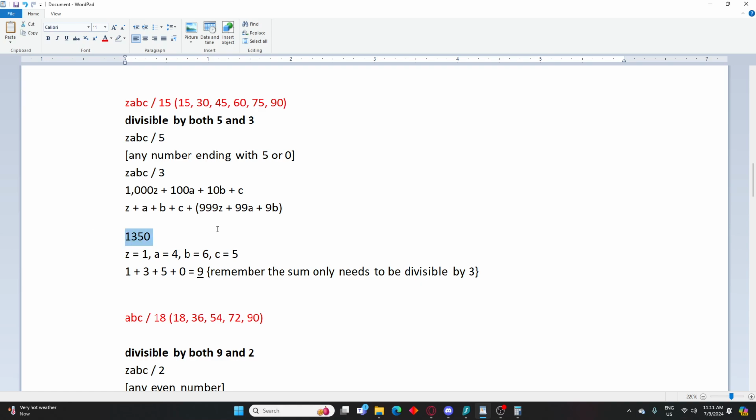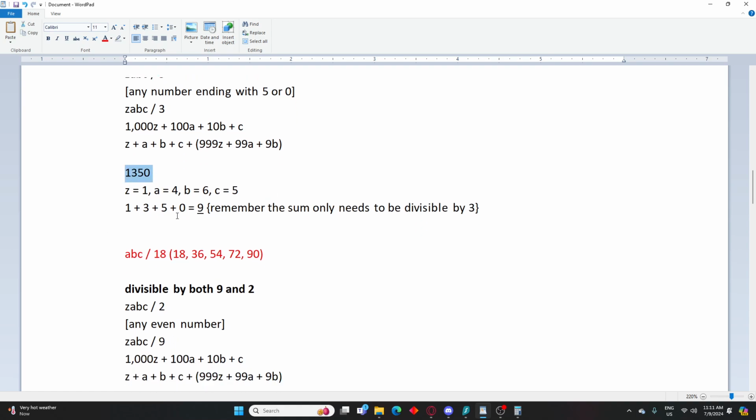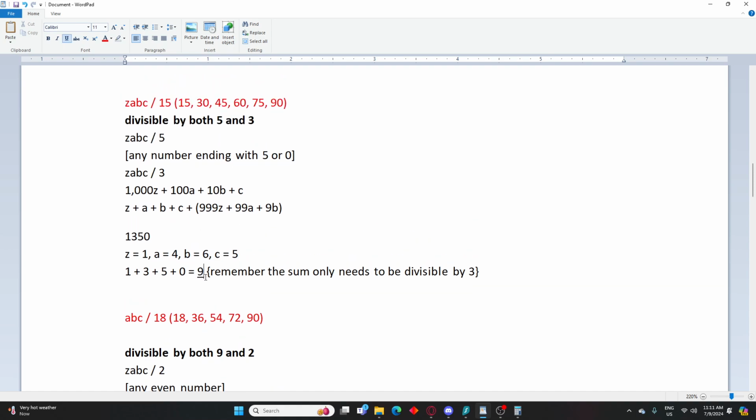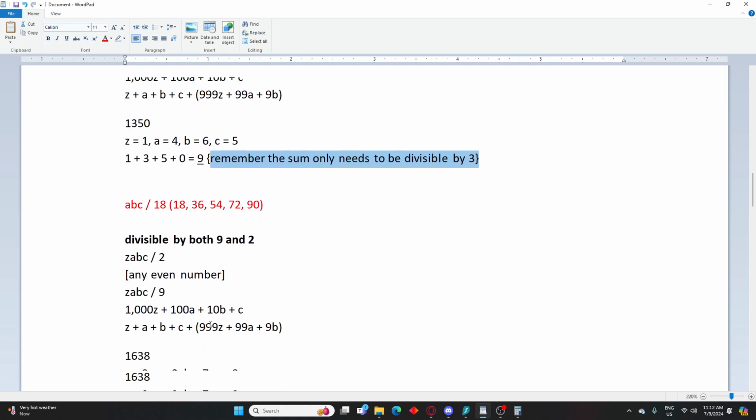So let's take the number 1350, for example. Is it divisible by 15? Well, it ends with a 0, so it's divisible by 5. Is it divisible by 3? Let's add all the digits together. 1 plus 3 plus 5 plus 0. That is 9. And 9 is indeed divisible by 3. And I do make sure to clarify, you might be looking at this like 9, that's not divisible by 15. That doesn't matter. All that matters is that it's divisible by both 5 and 3. So because it's divisible by both 5 and 3, then it is divisible by 15.